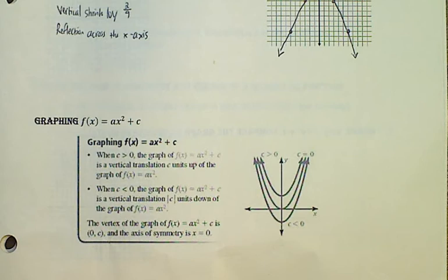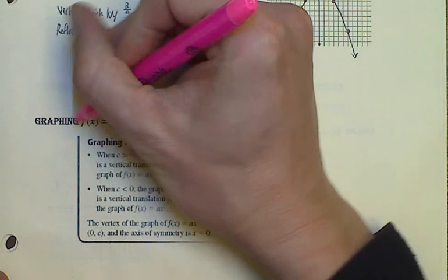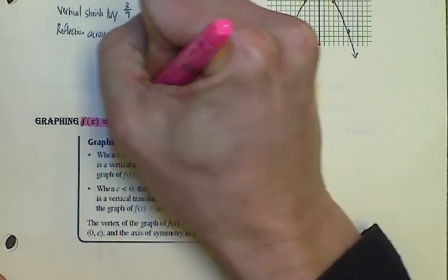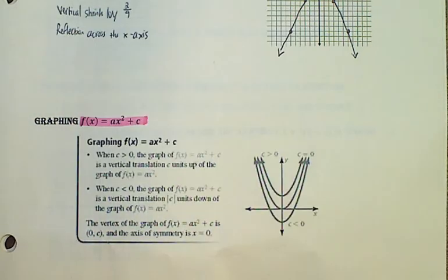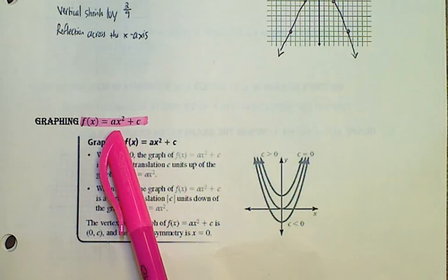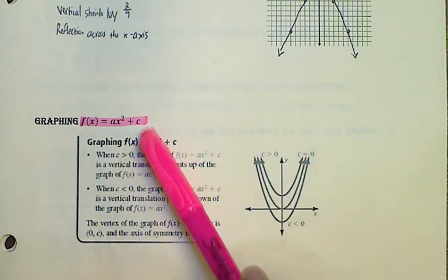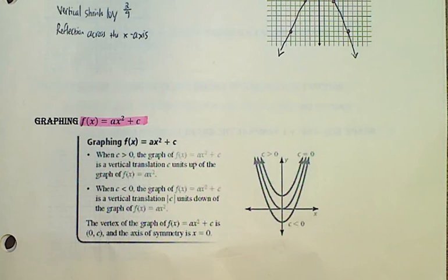So we're going to continue moving on with the graphing portion, but now we're going to work specifically with this function f of x equals ax squared plus c. So before we were only working with ax squared, but now we're going to have that plus c. And all the plus c does is shift vertically, either up or down. If it's a positive number, it's going to move it up. If it's a negative number, it's going to move it down.